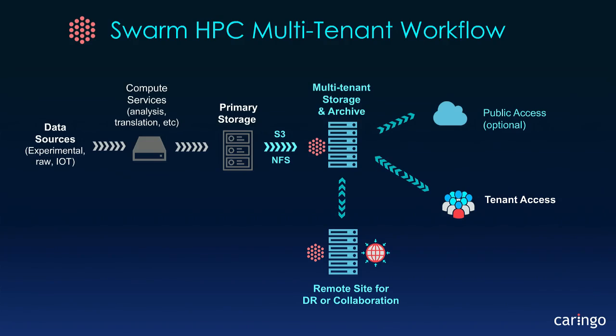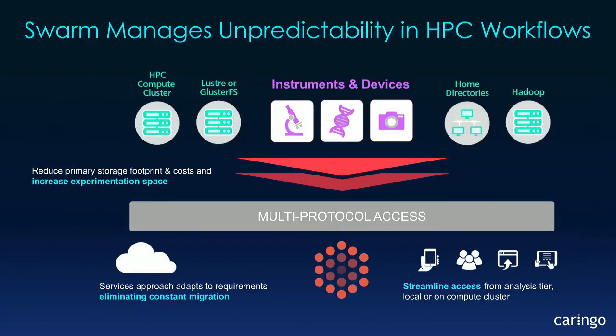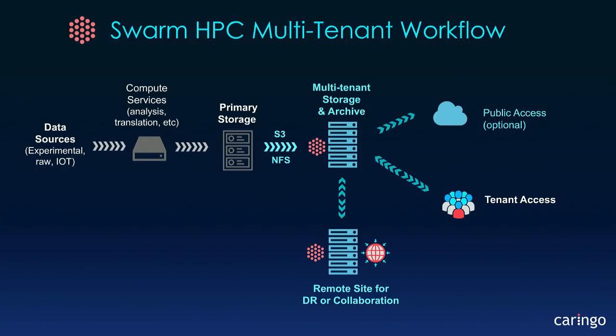Okay, which leads to our multi-tenant workflow bullet here. And as we mentioned previously, data sources can come in from various locations of various type. It can be experiment data, it could be raw data, it could be IoT sensors and so on. Optionally, it may or may not go through some kind of compute service where some initial analysis is done on it. Maybe it goes through a data transform of some kind. So you have the raw and the data transform that it goes through. And then typically that's dropped into primary storage. And you may do some secondary compute on it or whatnot.